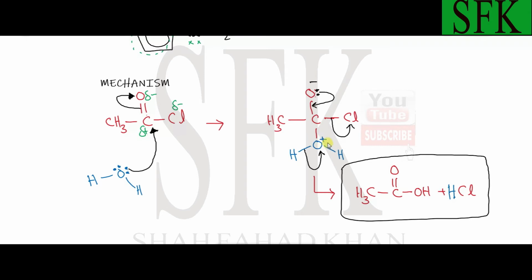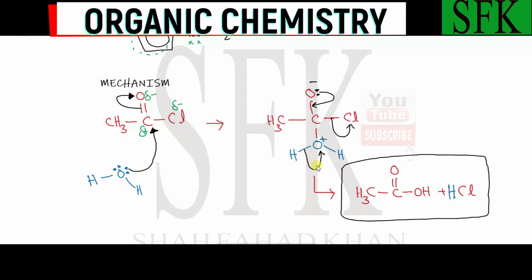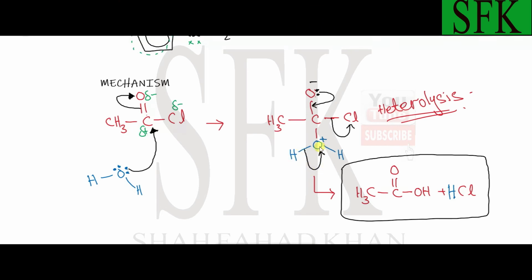And in order to remove this positive charge on the oxygen atom, the oxygen hydrogen bond breaks through heterolytic fission, or heterolysis. This breakdown of bond is heterolytic fission. Through heterolytic fission, this bond breaks, and both the oxygen and hydrogen electrons in this covalent bond are transferred to the oxygen atom, removing the positive charge from the oxygen.